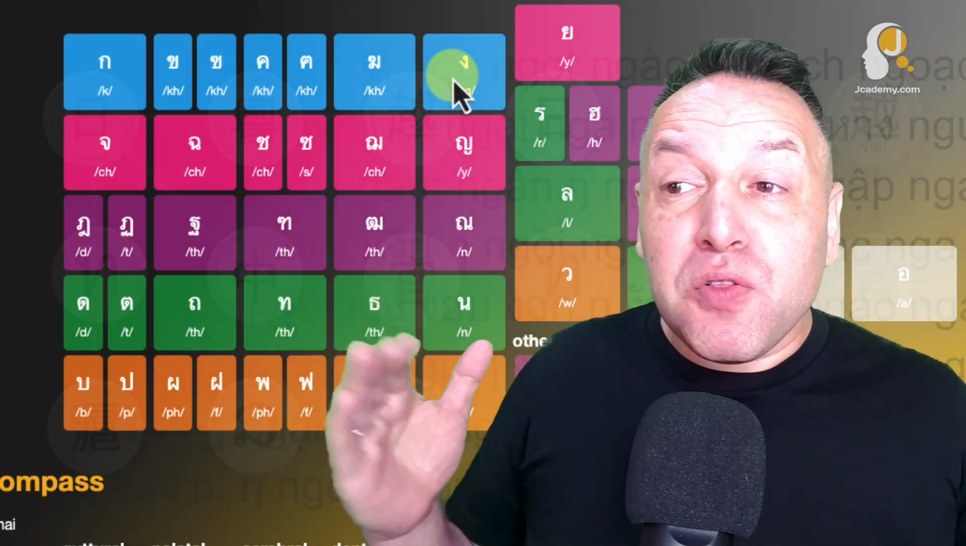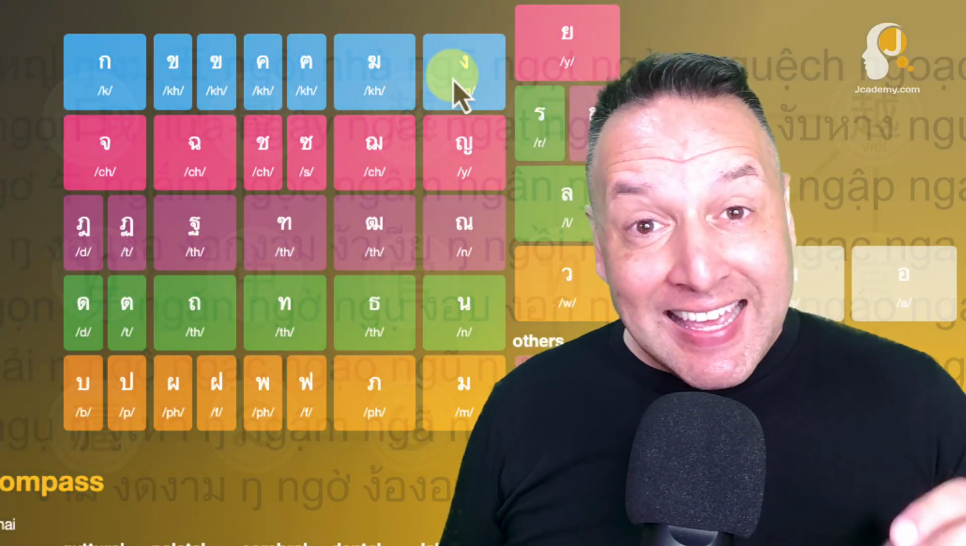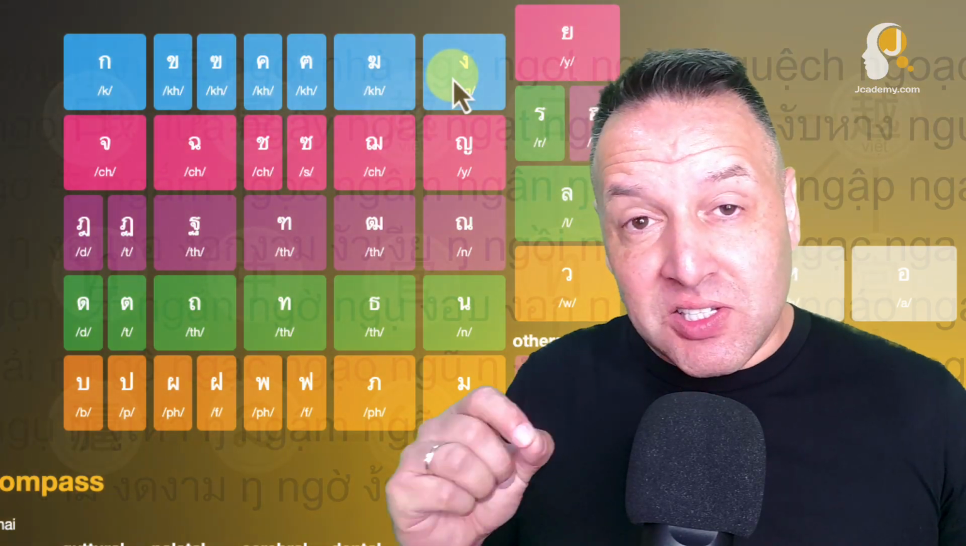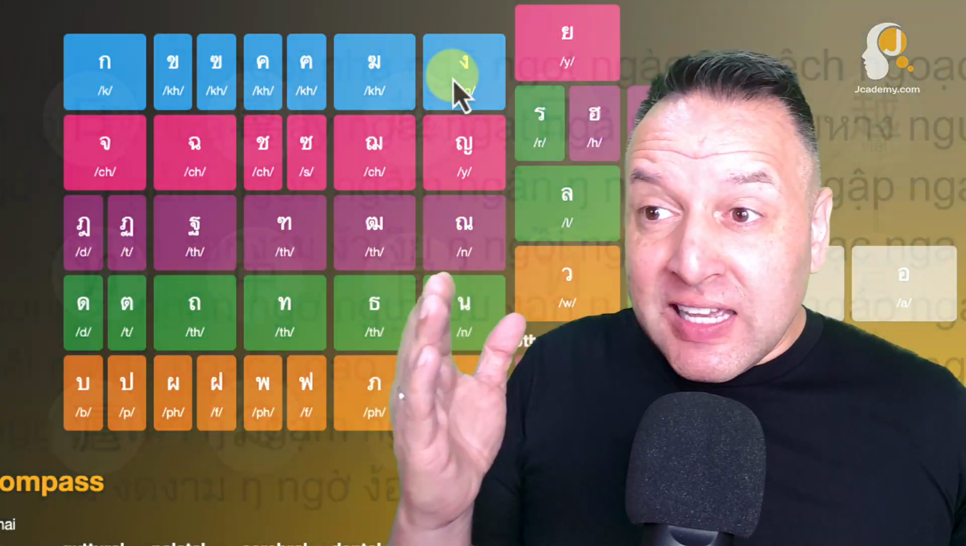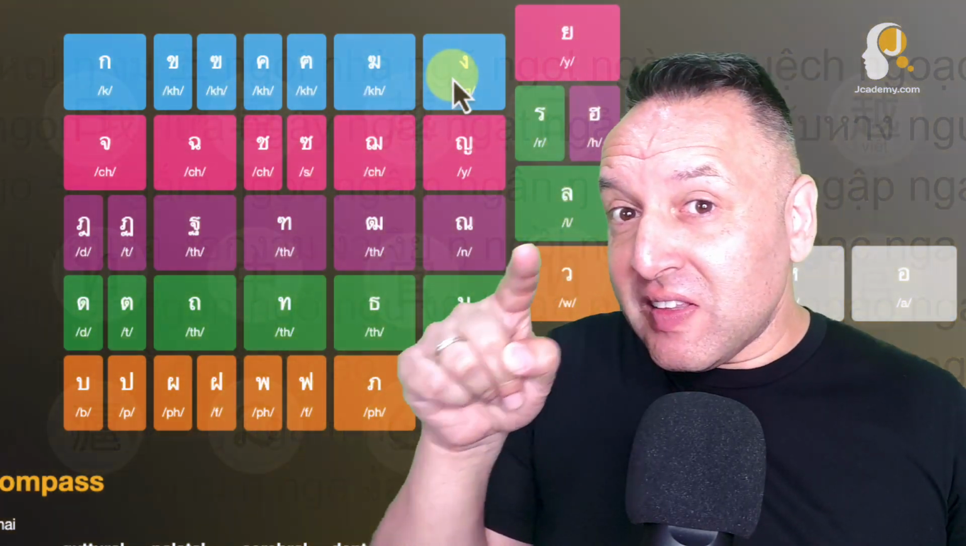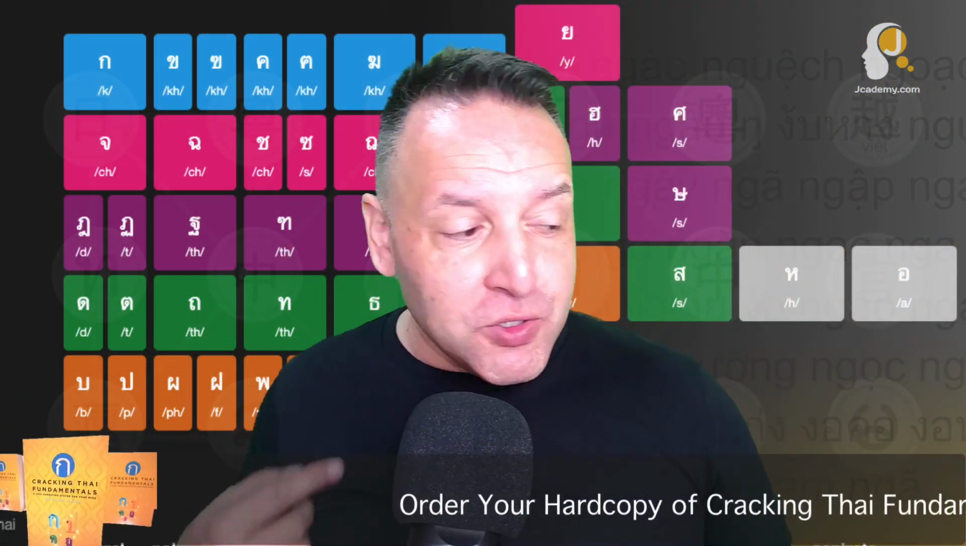And again, the beautiful thing about the Thai language and any language that has its writing system based on the Indic Abugida is that you look at the letter and you know from the position in the alphabet where in the mouth that it's produced.